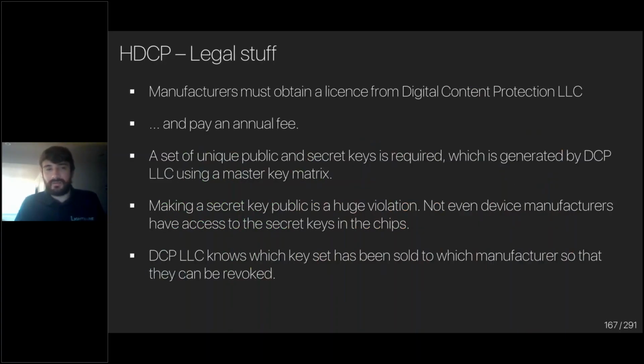So only DCP, Digital Content Protection LLC, can generate HDCP keys, and manufacturers have to sign a contract with them in order to buy the keys and the chips. Of course, signing the contract, they also have to pay money, lots of money. DCP has the master key, which is used to generate the public and secret keys, and we'll see what those are in a minute.